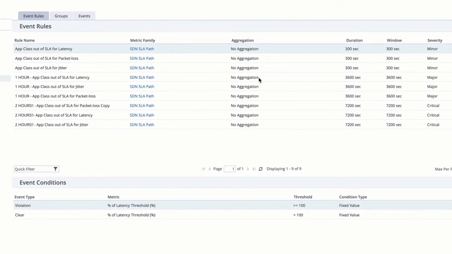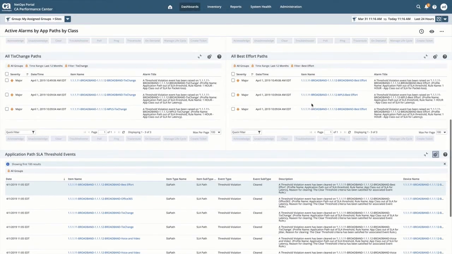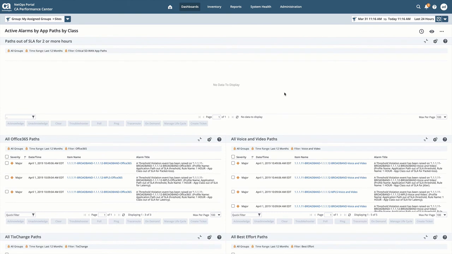As you can see here, I've escalated after 1 hour to raise a major alarm. And finally, after 2 hours of being unable to route that particular application traffic across the given transport, we're going to raise a critical alarm. These are the alarms that we want our operators to respond to. When we look at our alarm console, we can see we've reduced that noise in our top view to nothing.